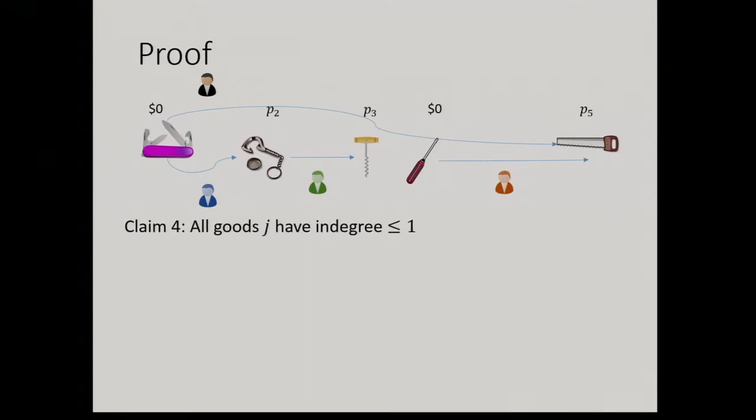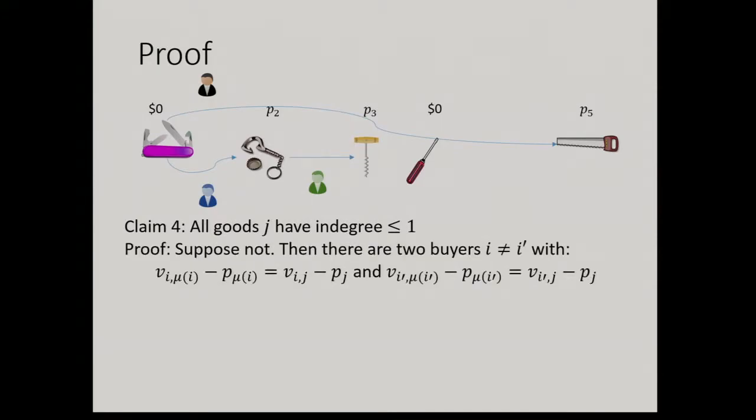The final claim, which is what we want to prove in the end, is that all goods in this graph have in degree at most 1. The in degree of the graph represents the demand of the good beyond its supply. And suppose not. Suppose there was some good that had in degree 2.